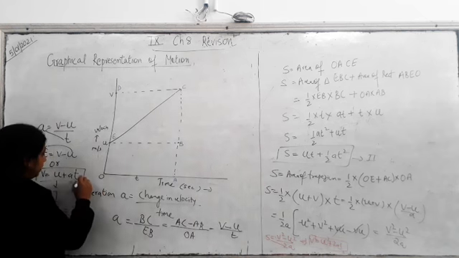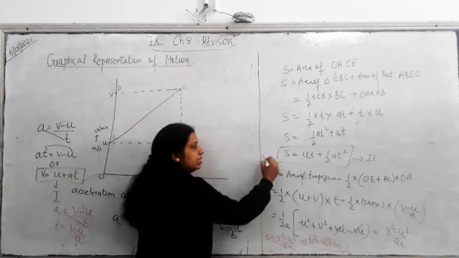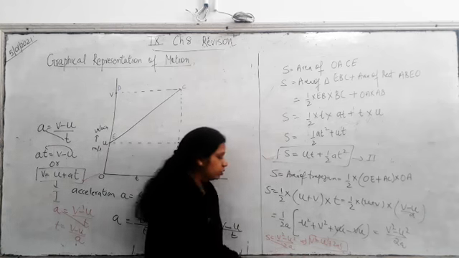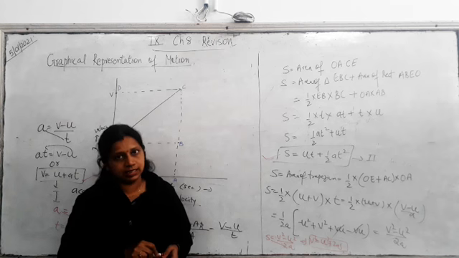So first one, V equal to U plus AT. Second equation, S equal to UT plus half AT square. And third, V square equal to U square plus 2AS.